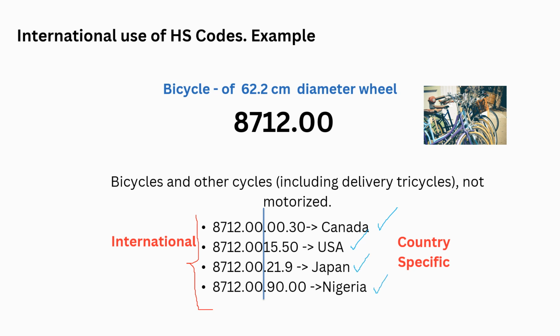So the last digits will be specific to that country with regard to the data they want to collect or how they want to present their information. The important thing is that when we're doing international transportation, we'll look into the first 6 digits of my HS code.